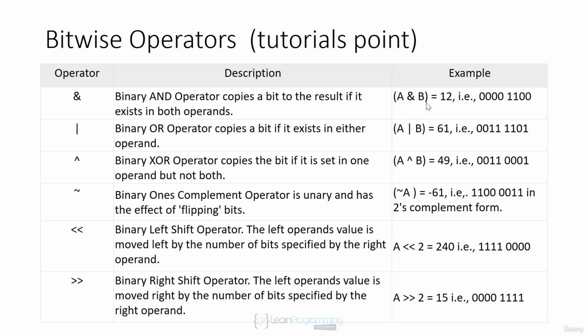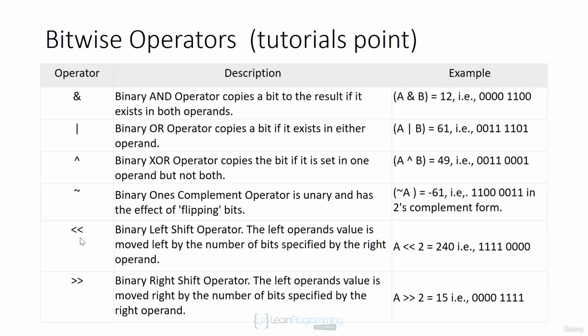Again, I'm assuming that A has a certain binary representation and B has a certain binary representation. So if A is equal to 60 and B is equal to 13, then the result of ANDing them together, doing a bitwise AND, is going to be 00001100, which is 12. Again, I'll go through these examples, but this is trying to provide a little description of these different binary operators.